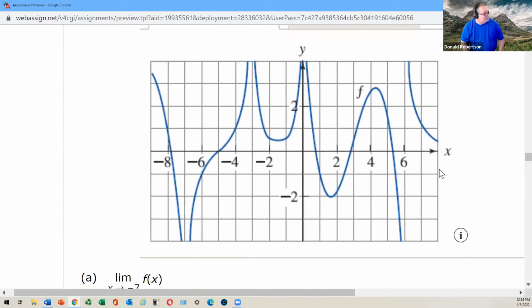Oh God, look at this one. It looks like spaghetti. So let's ask this question a different way. Give me any value of x where there's an overall limit of plus infinity.